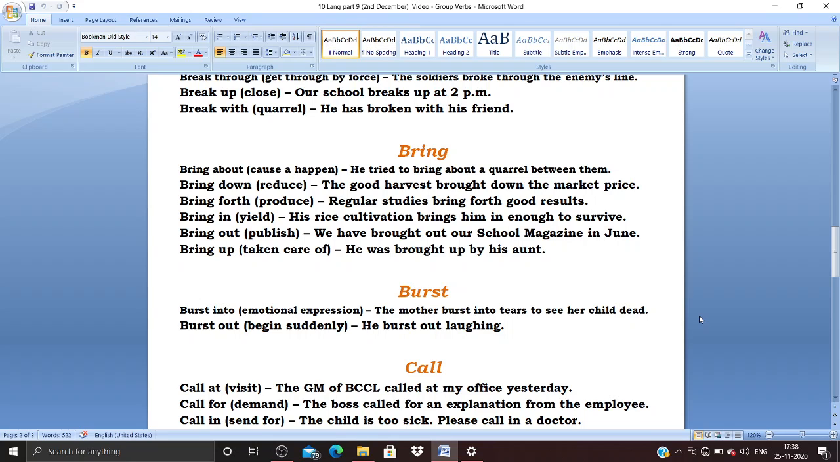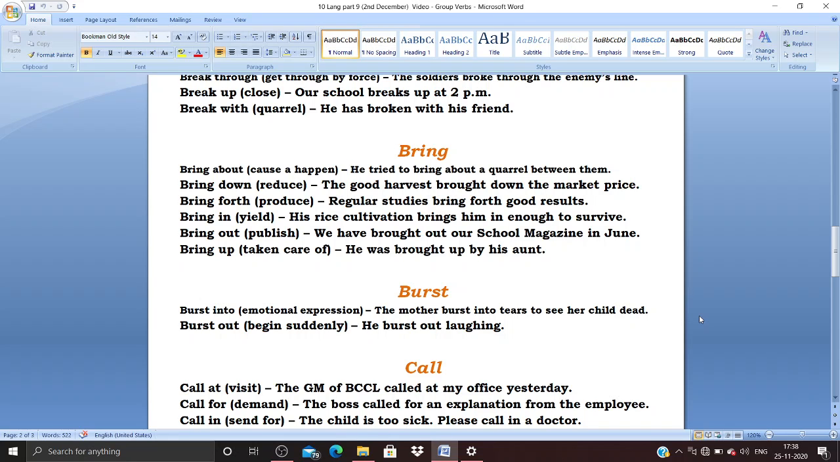David Copperfield, of course, was brought up by his mother, but then his father died, so his mother married somebody else. So there are lots of stories. Anyhow, many times a child loses his parents, and at that time, he is brought up by somebody else. So bring up, taken care of. He was brought up by his aunt.